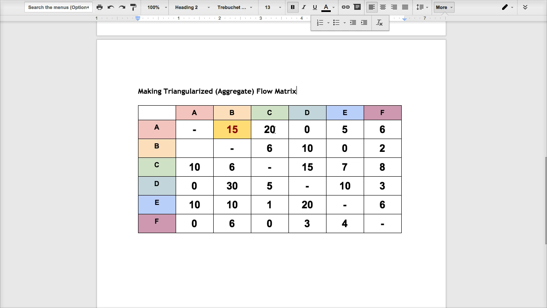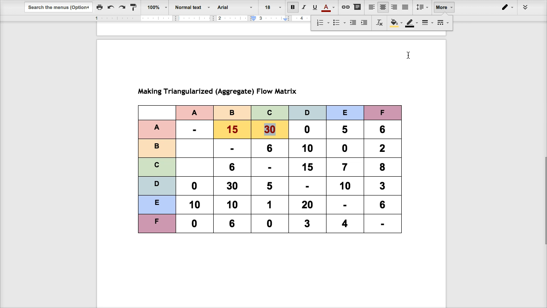Take one more example. We'll look at C. The traffic going between C and A is 20. The traffic going between A and C is 10. So therefore, 10 and 20 is 30. So the aggregate traffic going between buildings A and C in both directions is 30.